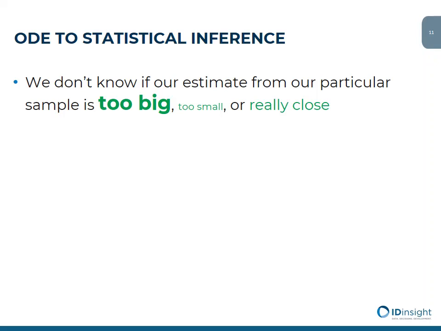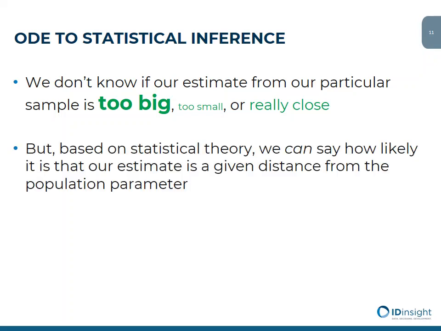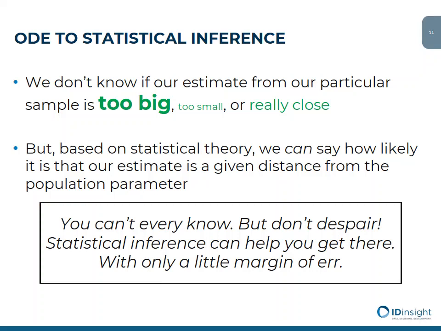Unfortunately, one of the unavoidable truths of sampling and estimation is that you will never know if your particular estimate is too big or too small or really close to the true population value. The one saving grace is that we can use statistical tools to say how likely it is that our estimate is a certain distance from the true population value. In other words, you can't ever know, but don't despair. Statistical inference can help you get there with only a little margin of error.